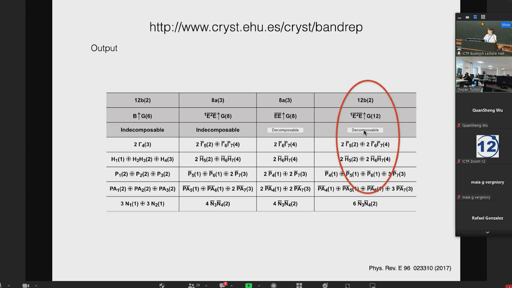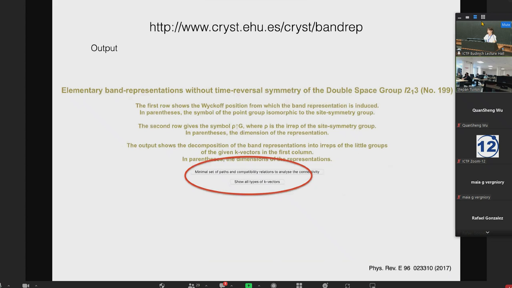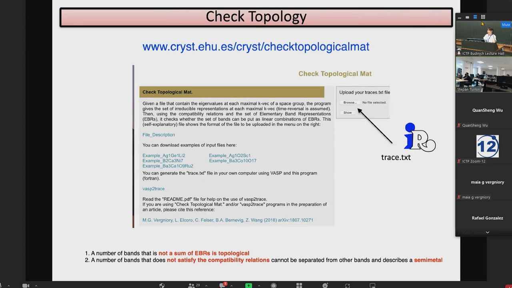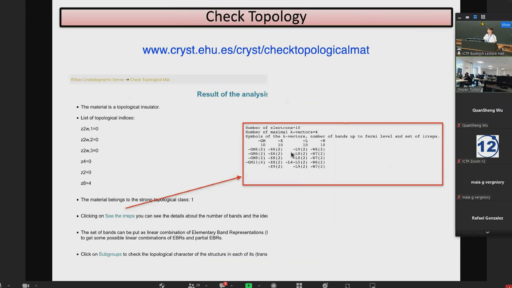And also, there is this function where we tell you whether your bands are decomposable or not, because some of them cannot be decomposed, and they cannot actually display topological phases, but some of them can be decomposed, all right? So there is all this information here. And if, for example, you want to do it in a faster way, Mikel will talk about how to generate the file that needs to be uploaded in the application Check Topological Mat, that can be calculated with IRREP. It's called trace.txt. And you can get the results of all the symmetry indicators and the irreps at the high symmetry points.